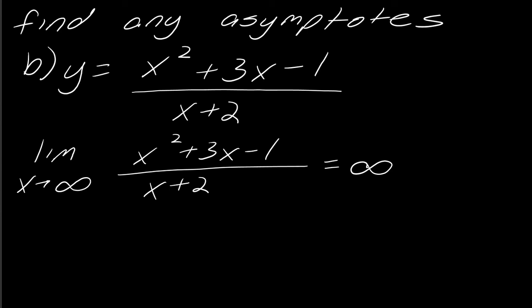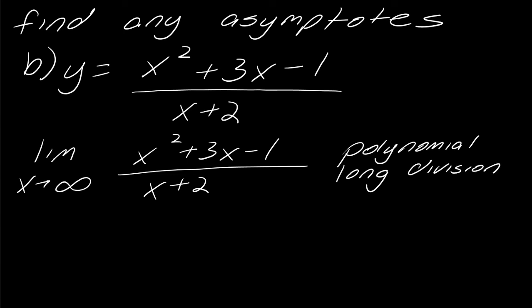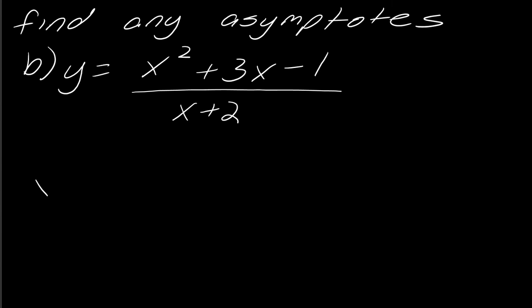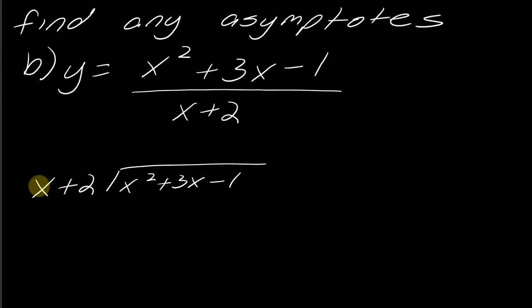To figure that out, we're going to want to use polynomial long division. So let's set that up to find the oblique asymptote. Okay, so I'm dividing everything by x plus 2, and then I've got x squared plus 3x minus 1. If you totally forgot how this works, I have a whole video where I talk about how to find oblique asymptotes, so be sure to check that out. So what I have to ask here is, what do I have to multiply x by to get to x squared? That would be x.